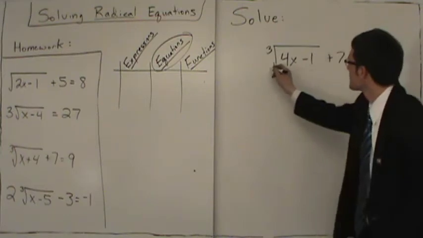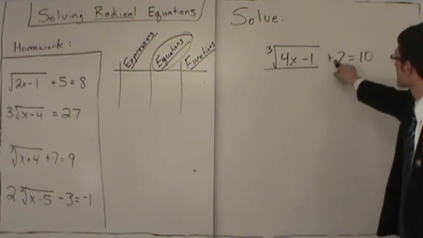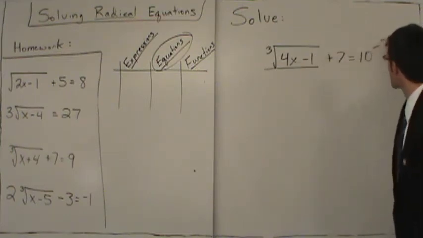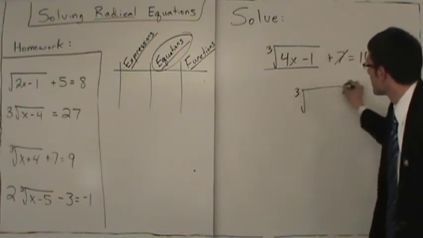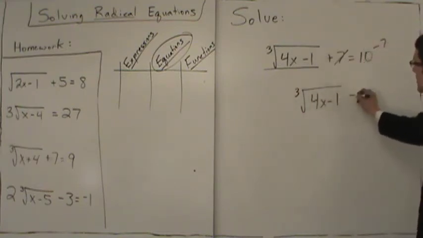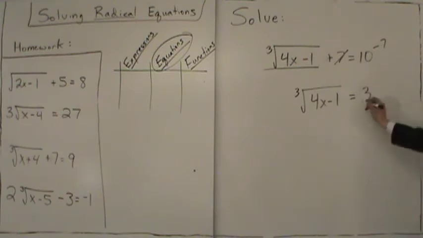Now, the first thing we have to do is isolate the root. That means get rid of the plus 7. Since 7 is being added, subtract 7. We get the cube root of what? 4x minus 1 is equal to 10 minus 7, which gives 3.